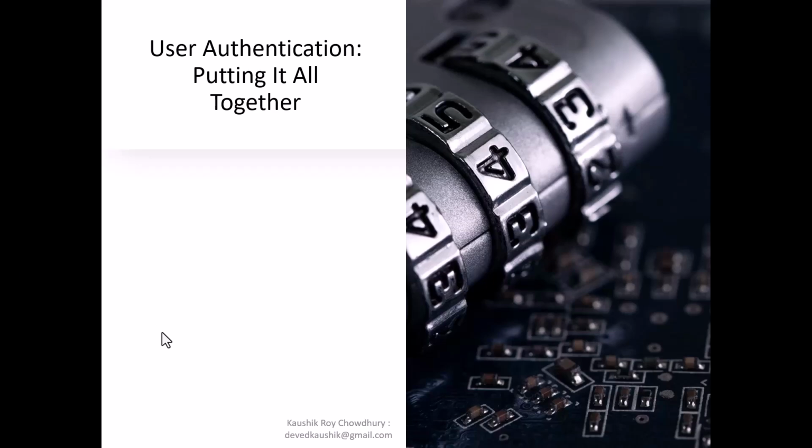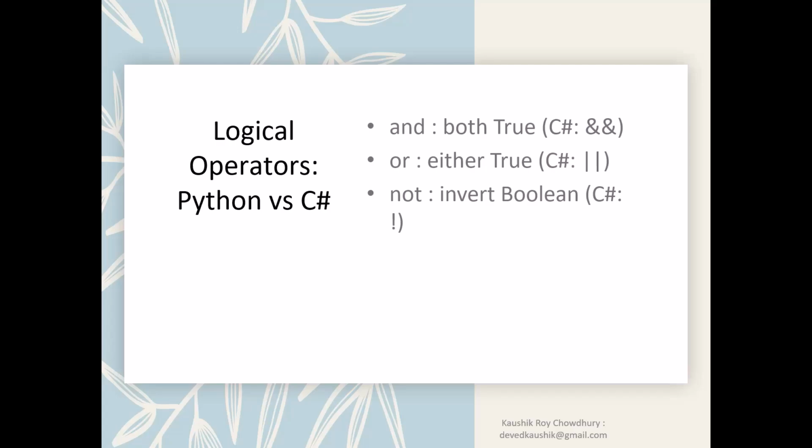Now before using this user authentication example, putting it all together, we'll go back to our previous slide and apply this knowledge of logical operators in Python and C# to a data-centric example. Imagine we are filtering a list of candidates based on their experience and skill.